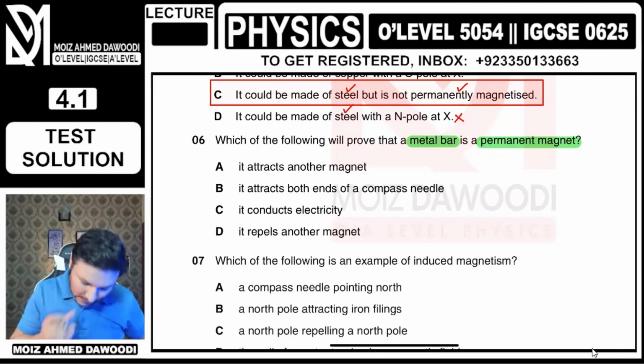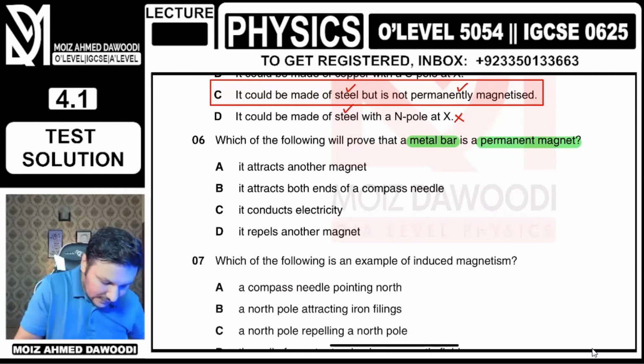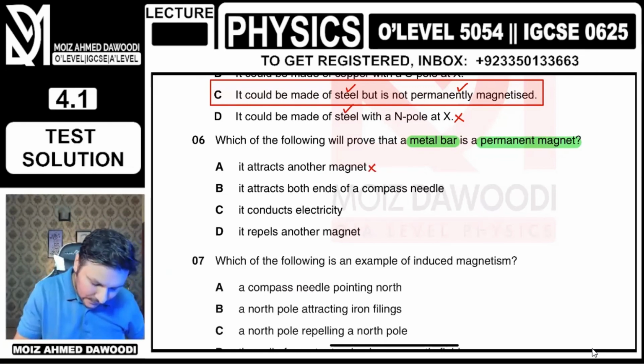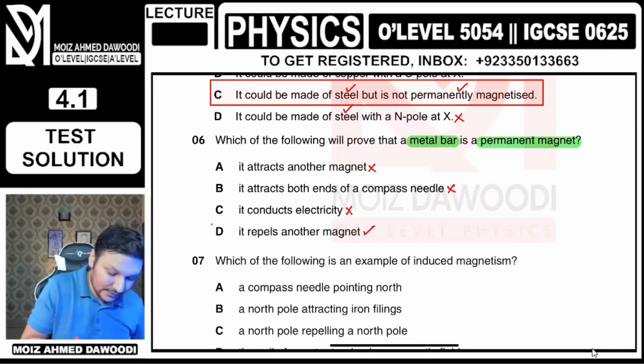Okay. So here, it attracts another magnet, does not explain. It attracts both ends of the compass needle, does not explain. It conducts electricity? No, we are talking about magnetism. It repels another magnet. Yes, D.